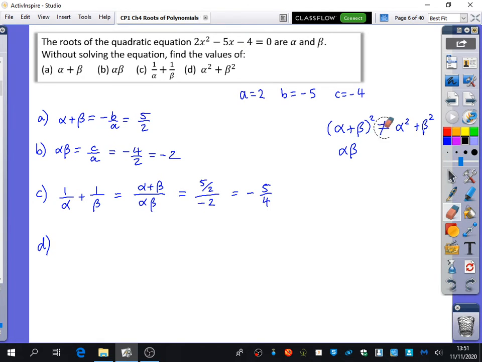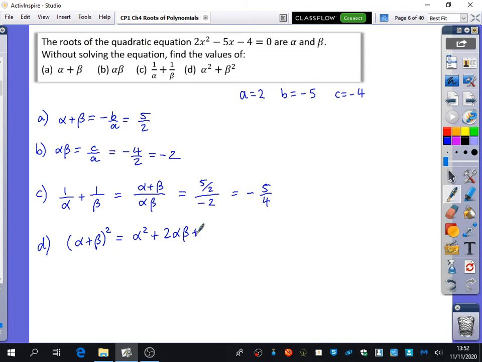So we are going to use this idea where it doesn't exactly equal that, but to explore this we're going to work out what alpha plus beta squared is, and manipulate it to see what we get. So alpha plus beta squared is equal to alpha squared plus 2 alpha beta plus beta squared. So alpha plus beta squared minus 2 alpha beta is alpha squared plus beta squared, which is what we wanted.